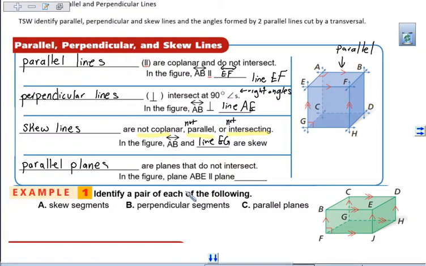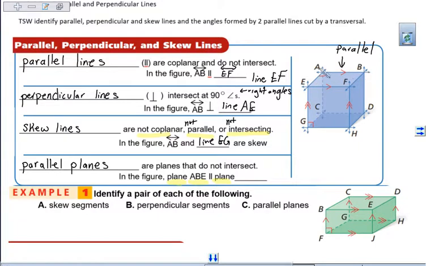Then we have parallel planes. Parallel planes are two planes that don't intersect. Remember that when you name a plane, you need to write the word plane in front and then 3 points that are on your plane, but not all on the same line. And when we are naming parallel planes, they need to be in the same order.